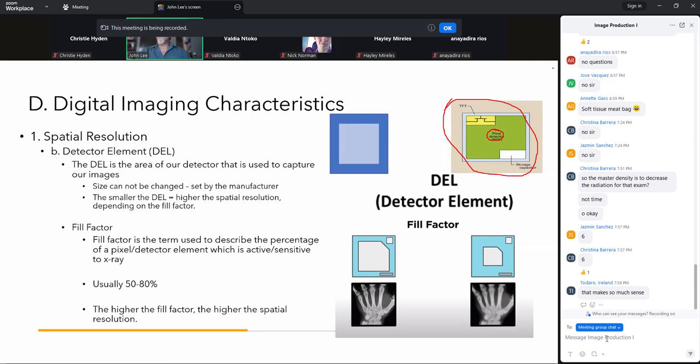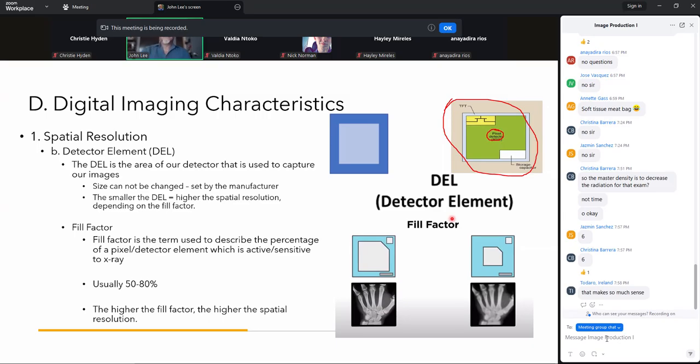So the smaller these items can be made, the smaller this is, theoretically, the spatial resolution will be better. But again, if the distance between them doesn't change, the spatial resolution doesn't change.